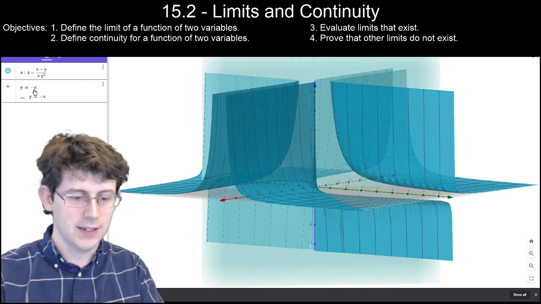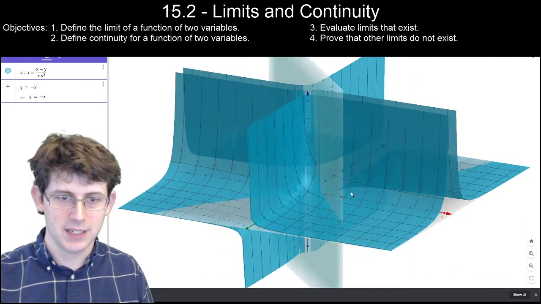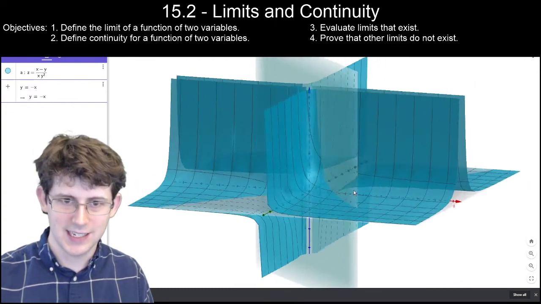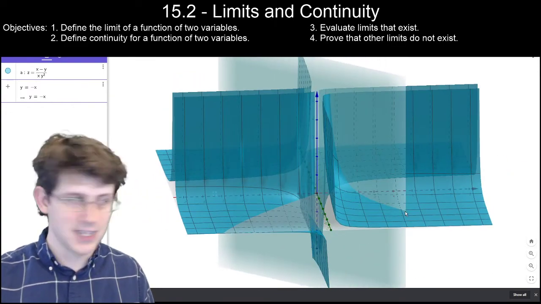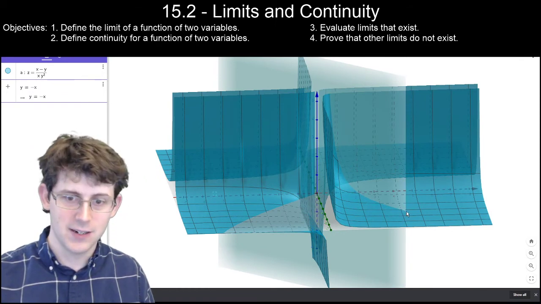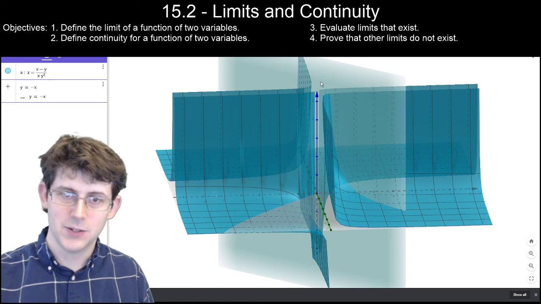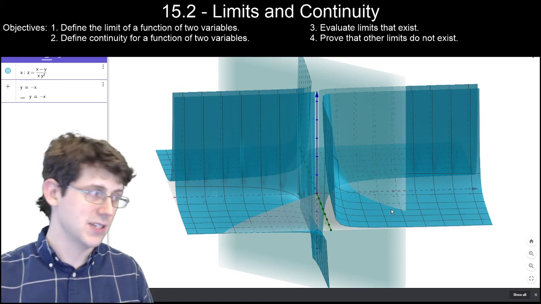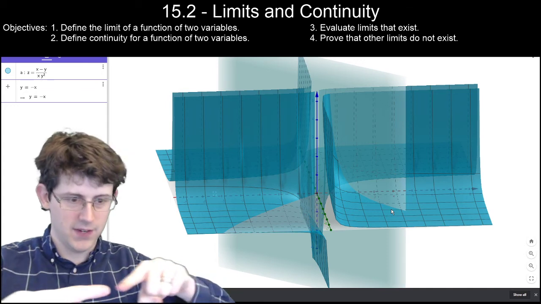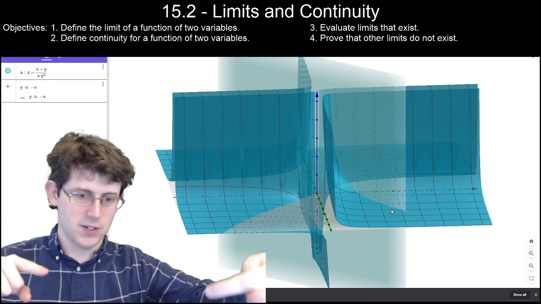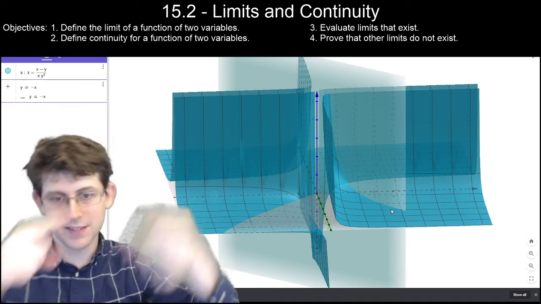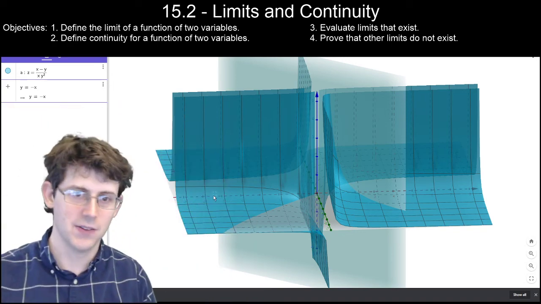Now when we instead look at y equals minus x, which is coming at it in this other direction, can you see the slice? The intersection, instead of being at 0, 0, 0, now we're zooming off to infinity. That shows that if we approach 0, 0 along y equals x, the function is headed for 0. And if we approach 0, 0 along y equals minus x, the function is headed to infinity. Since we got different answers, there was no chance for the limit to exist.